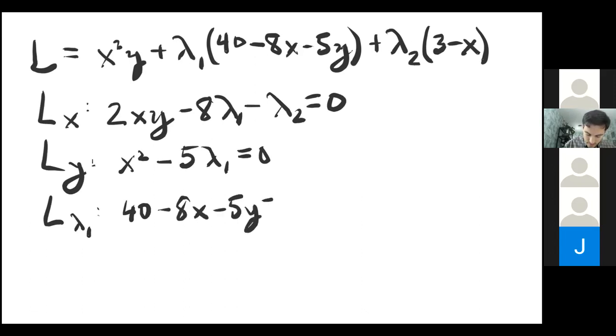Do I really need to write it out? Yeah, I'll write it out. And lambda 2 is 3 minus x equals 0.